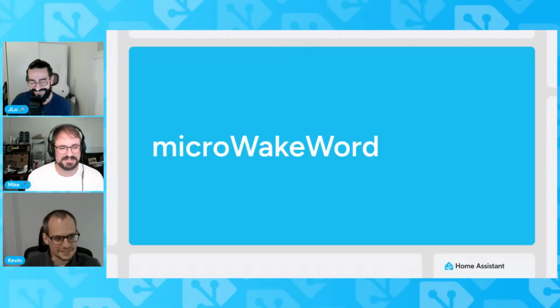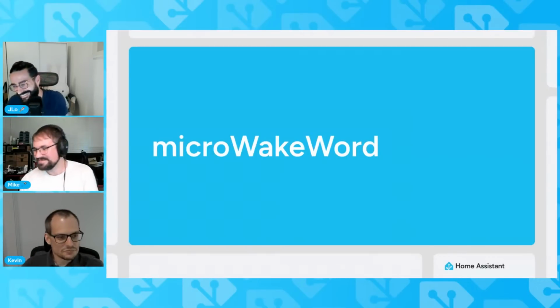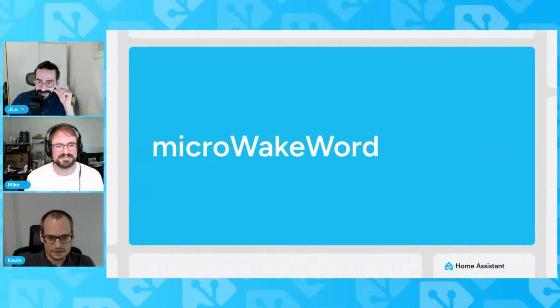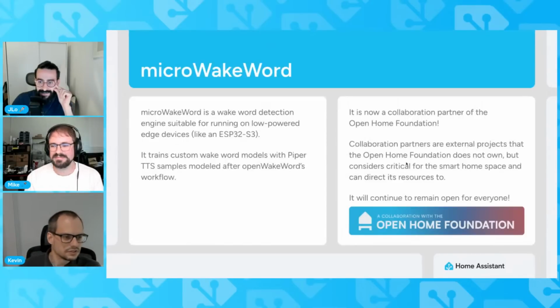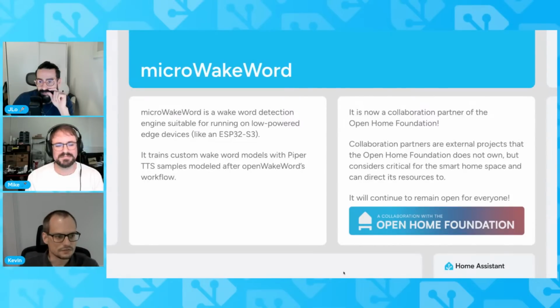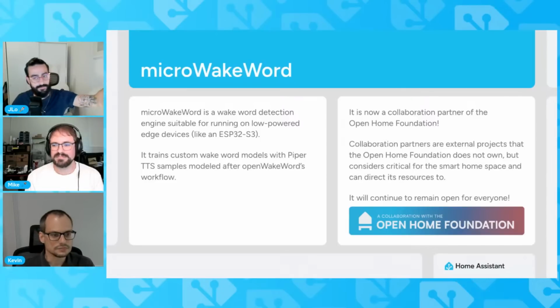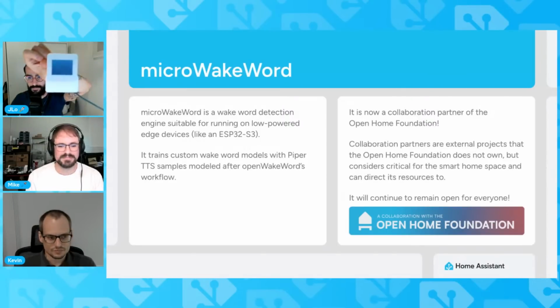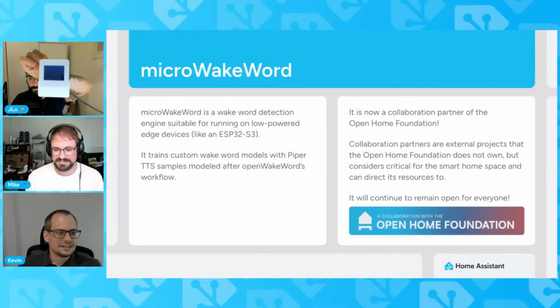Yeah, great. My specialty here. So just as a reminder from the last chapter, we introduced micro wake word. It's a wake word detection engine, and it's designed really to run on low-powered devices like the ESP32S3. So the ESP32S3 box has been popular to use to test it out.